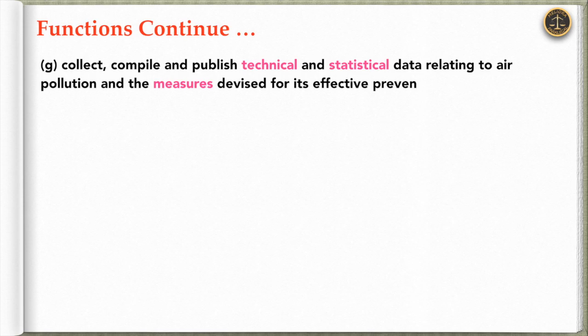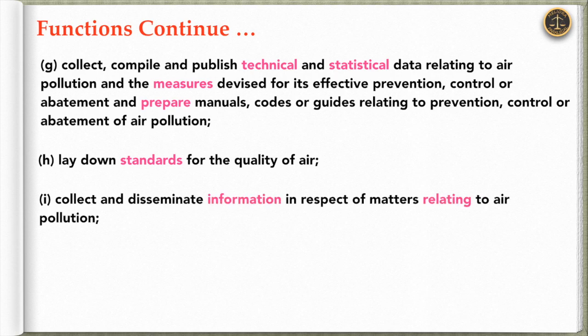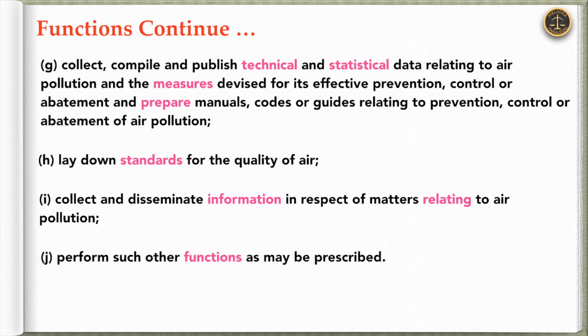Next, collect, compile and publish technical and statistical data relating to air pollution and the measures devised for its effective prevention, control or abatement, and prepare manuals, codes or guides relating to prevention, control or abatement of air pollution. Lay down standards for the quality of air, collect and disseminate information in respect of matters relating to air pollution, and perform such other functions as may be prescribed.